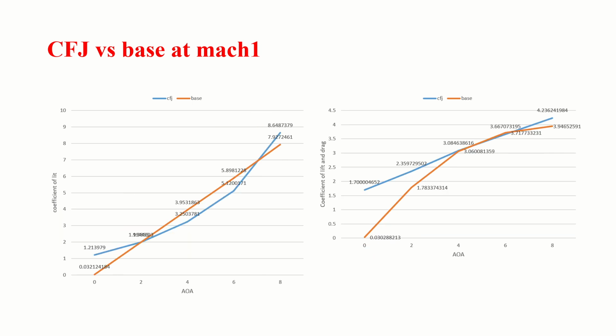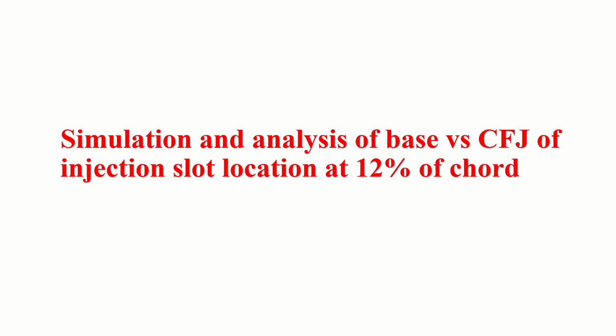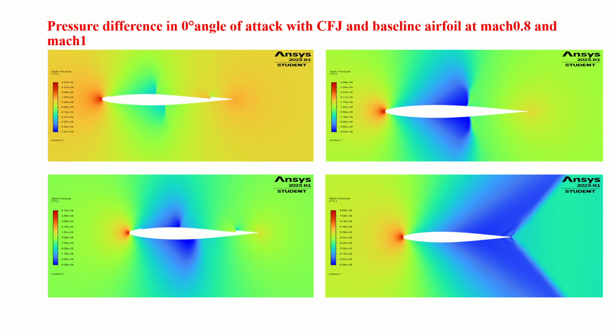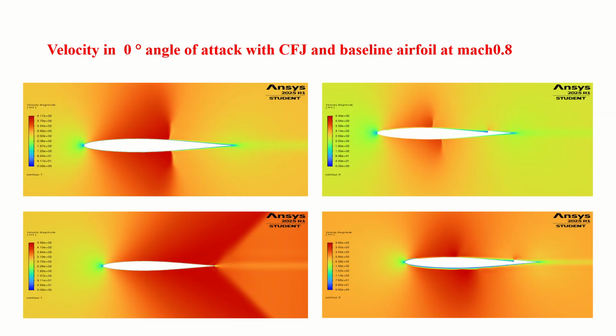So this is CFJ versus base at Mach 1 and this is Mach 1.2. Next is the simulation analysis of base versus CFJ with the injection slot location at 12% of chord, as I said earlier. This is the comparison between CFJ and the baseline airfoil at Mach 0.8 and 0 angle of attack, and this is the velocity at 0 angle of attack at Mach 0.8.